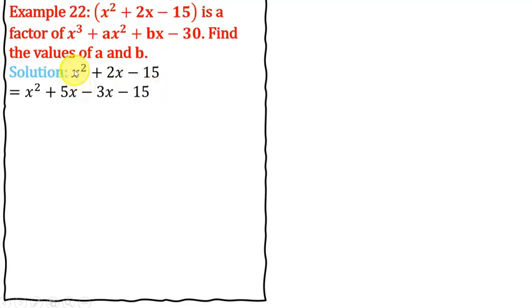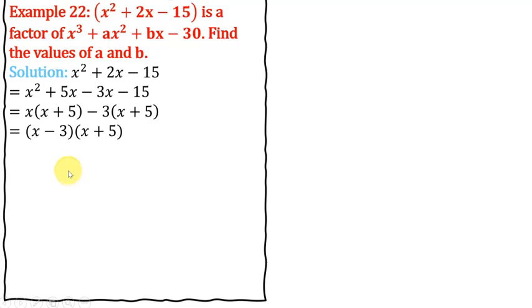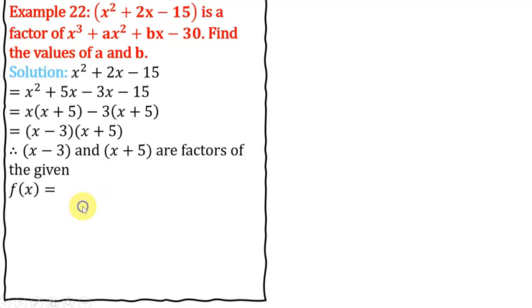Now the product of first and last is minus 15 and the sum should be 2. Therefore, the numbers are 5x and minus 3x. Take x as common from these two terms, take minus 3 as common from the other two, and hence take x plus 5 as common. Then the remaining terms, x minus 3, go in another bracket. Therefore, the factors of x square plus 2x minus 15 are x minus 3 and x plus 5. Okay, these are the factors of the given polynomial.